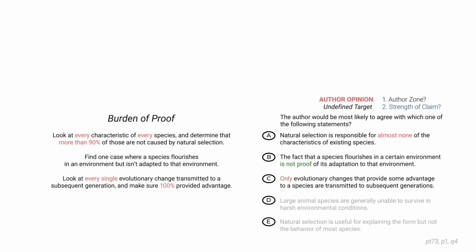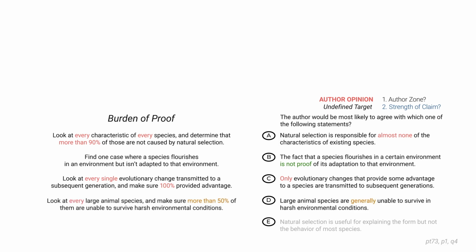C is coming in hot. It's saying that only changes that provide an advantage get transmitted. So we would have to look at every single evolutionary change and make sure that 100% of them provided an advantage. Who would want to commit themselves to that claim? Our author's probably not going to agree to that.